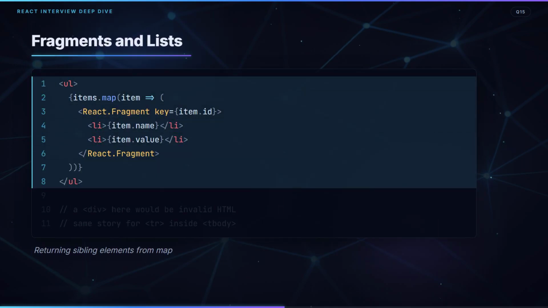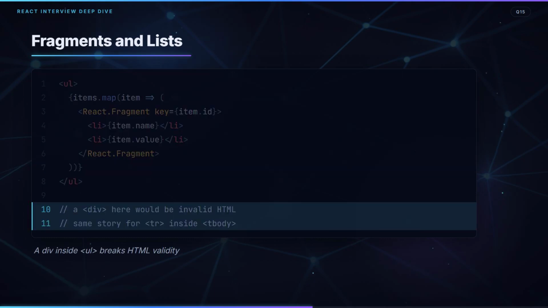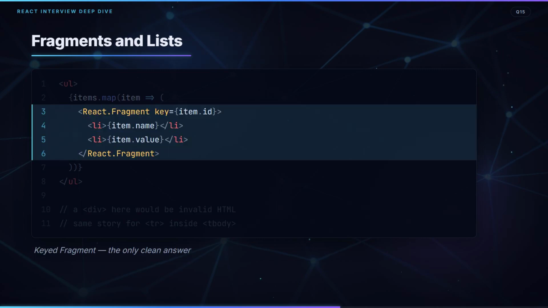That rule shows up in the most important real case, returning sibling elements from map. Say each item renders two list items inside a ul. You cannot wrap them in a div, because that is invalid HTML inside a list, and the same is true for table rows inside a table body. A keyed React.Fragment is the only clean answer.